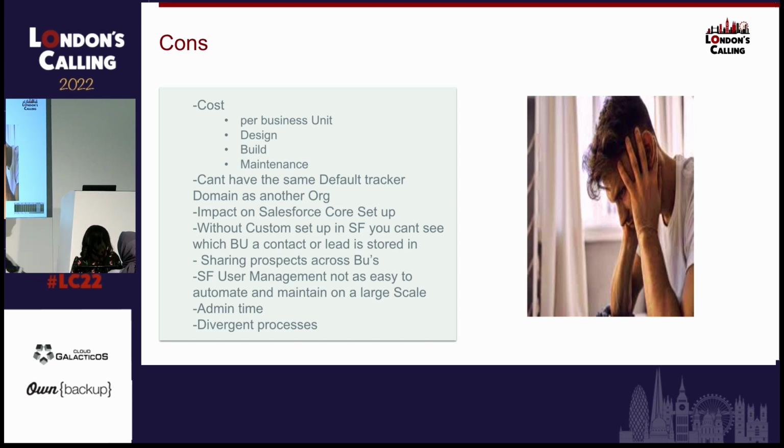This is a really important one. It's actually probably more of a gotcha, to be honest. It's in here, but it probably should have been in the gotchas. You've got a default tracker domain in one Pardot org, and you can't use that same one in the other Pardot org. That catches quite a few people out, so yes, it definitely should have been in the gotchas.